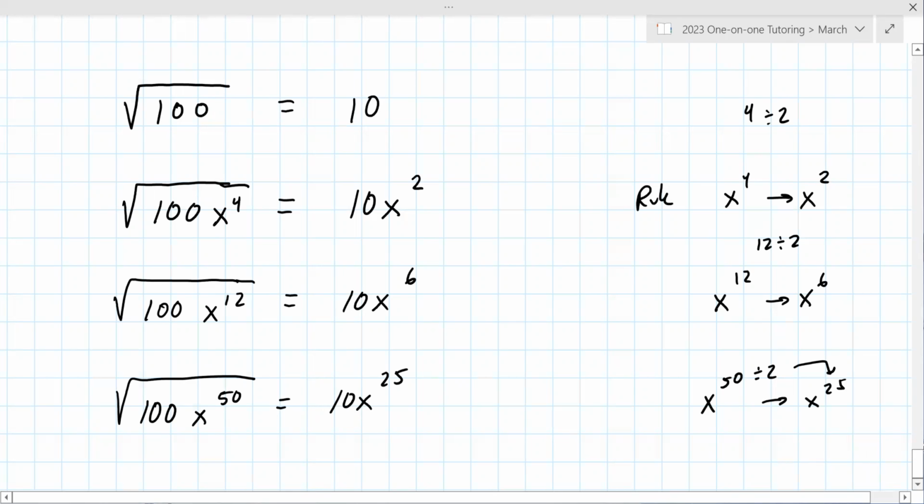Got it? Okay, so let's try a new problem here. What is the square root of 49? What would be the square root of 49?